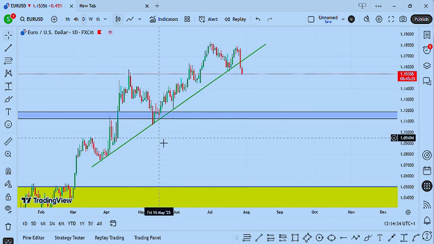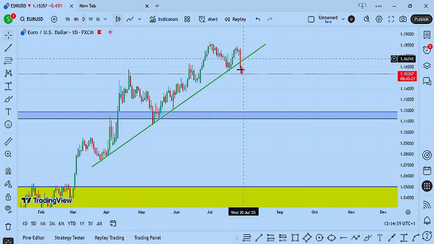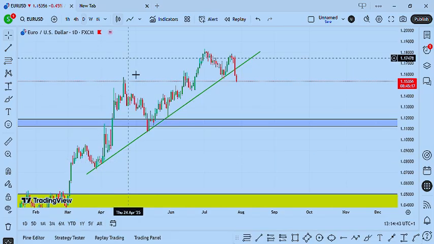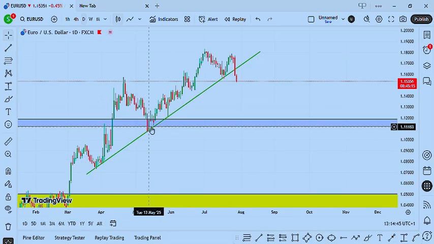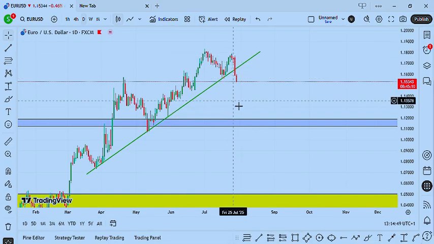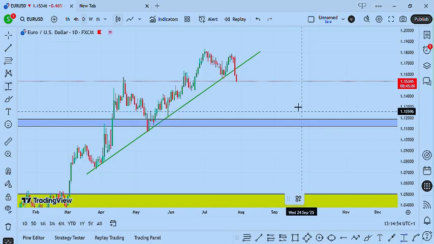So I'll be looking for a sell opportunity on the euro market because we have broken out of this trend line. This trend line has been acting as a strong support. Tested here, there was a drop, push to the upside. Tested here too, push to the upside, respected it, push, and then broke out of it. This is the next level for euro.